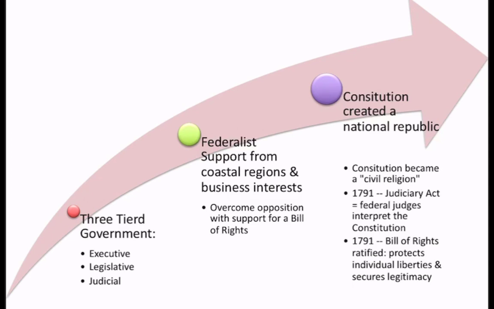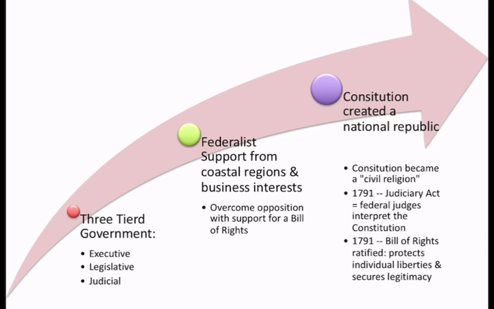You have the executive branch, right, which is the president. You have the legislative, which is the House of Representatives and the Senate. And then you have the judicial, right, which has a Supreme Court at the top, and then a system of courts going down. On the other hand, you also have Federalist support from coastal regions and business interests. The reason they do this is because they want to overcome opposition with support of a Bill of Rights, okay, which is what we're going to talk about next.